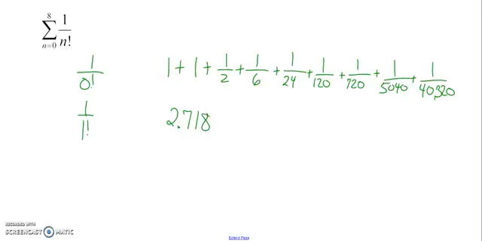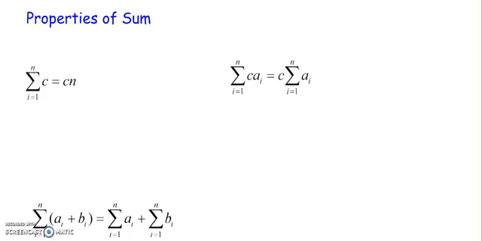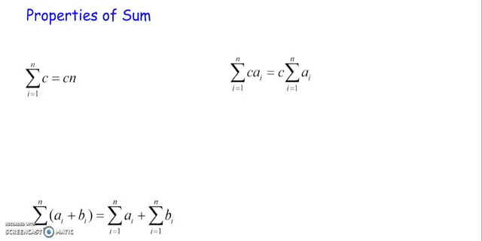2.71828 would be an estimate if you just type this into a calculator. Our summations do have a couple of properties that are nice, and if you need more of an explanation, I'm happy to go over them in class.